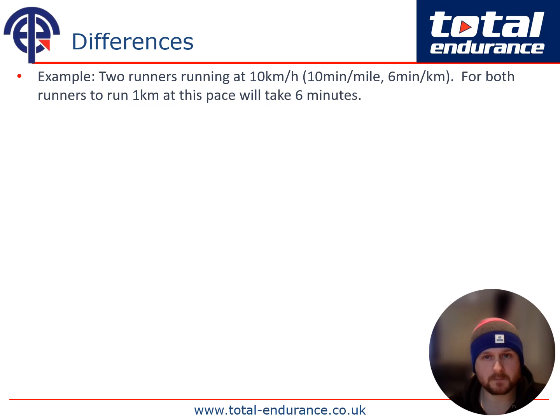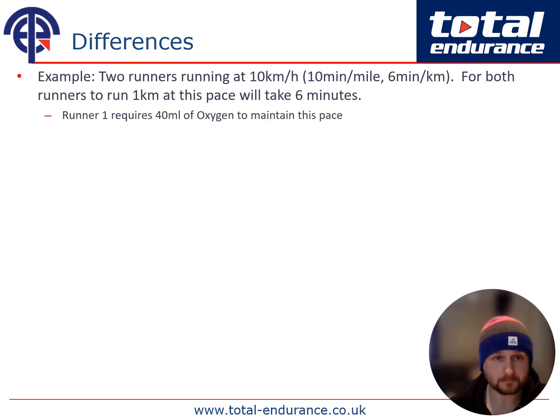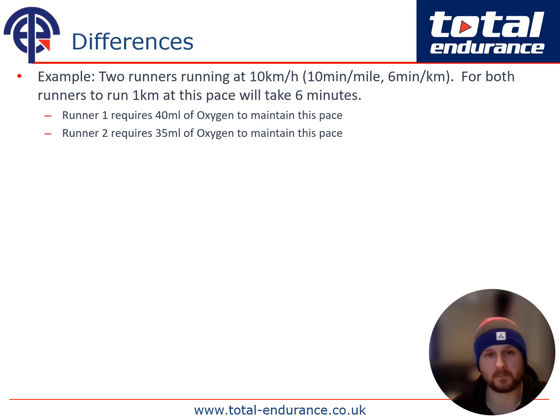If you're running 6 minutes a kilometer, you're going to take 6 minutes to run 1 kilometer. Let's just say runner 1 requires 40 milliliters of oxygen per kilogram per minute to run 6 minute K pace, whereas runner 2, slightly more efficient, only needs 35 milliliters of oxygen. Now, you can see straight away that runner 2 is more efficient, just because they need less oxygen for the same speed.